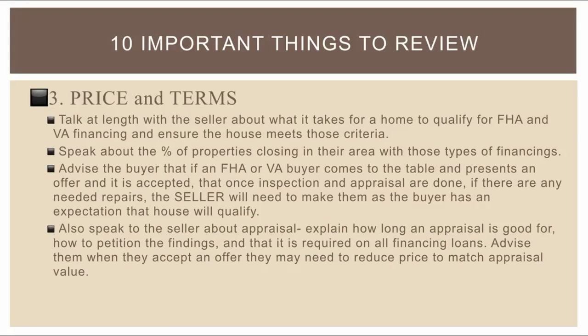You also need to talk at length with the seller about what it takes for a home to qualify for FHA and VA financing and ensure that the house actually meets those criteria. Speak about the percentage of properties that are closing in their area with those types of financings. You need to come to the table with numbers: 20% close with cash, 35% are conventional, another 25% are FHA, and 15% are VA. Advise the seller that if an FHA or VA buyer comes to the table and presents an offer and it is accepted, that once the inspection and appraisal are done, if there are any needed repairs, the seller will need to make them as the buyer has an expectation that the house will already qualify.